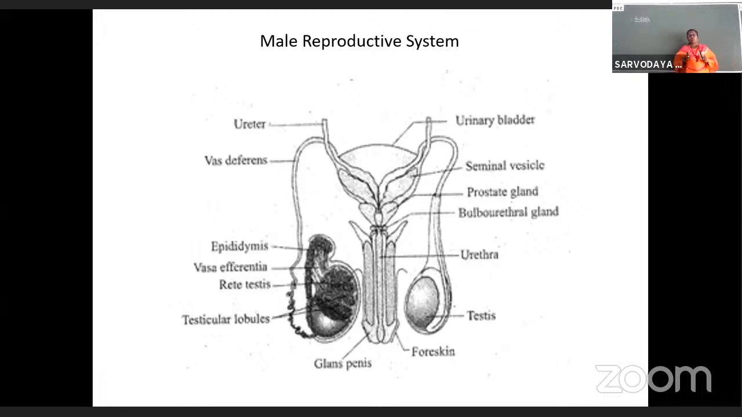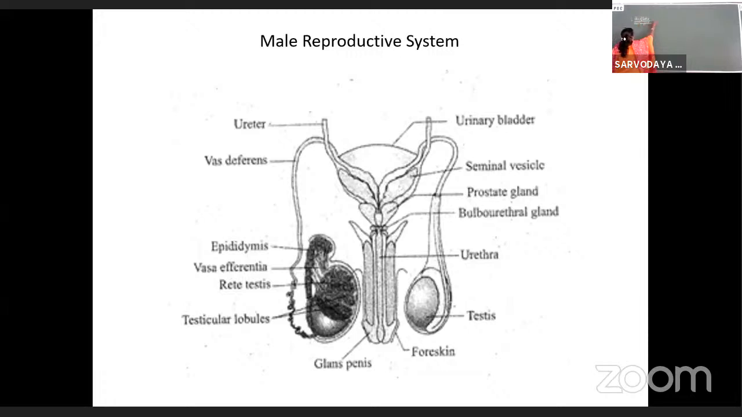Well, what do we observe when you take a section of the testis? If you look at the shape, each testis is oval in shape. Its length is 4 to 5 centimeters and its width is 2 to 3 centimeters. If you take a section of the testis, what do we observe? Inside the testis, there are about 250 compartments. How many? Around 250 compartments.